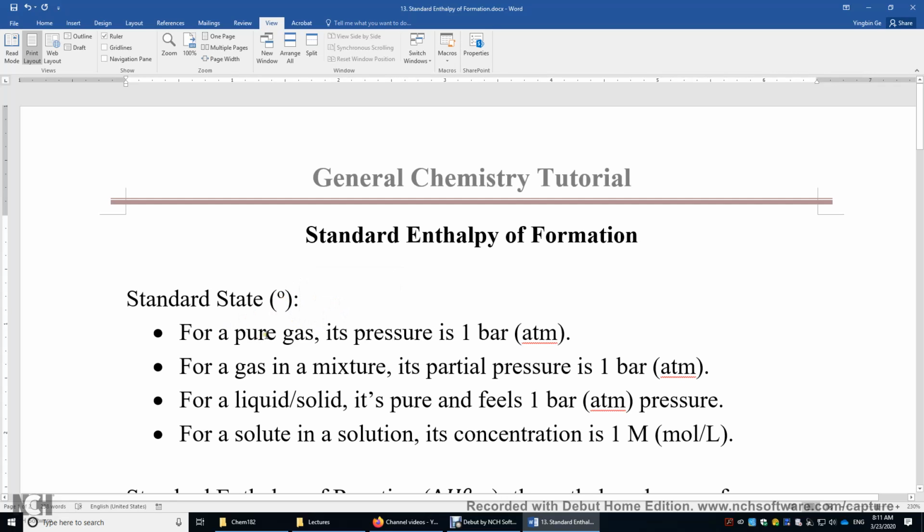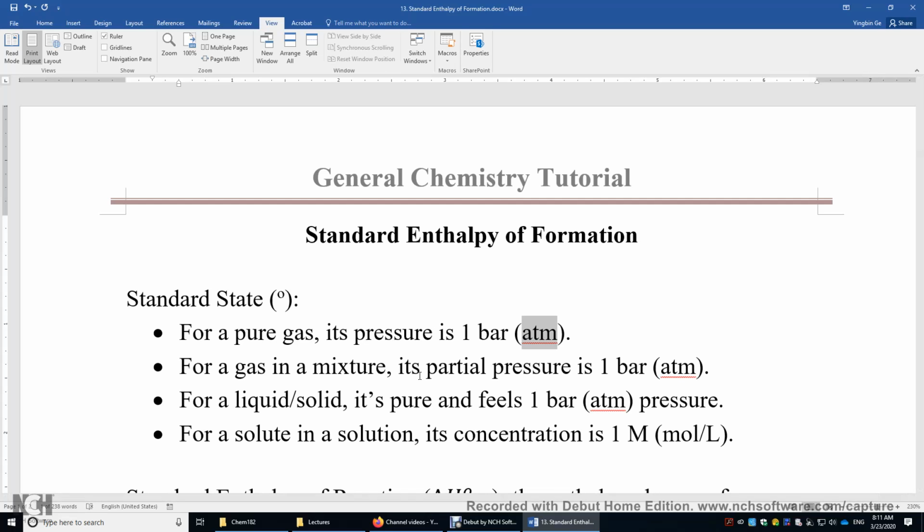For pure gas, its pressure must be 1 bar. Before 1982, 1 atm was used for the standard state of a pure gas. It's still used in many textbooks. For a gas in a mixture, its partial pressure has to be 1 bar to be in the standard state.